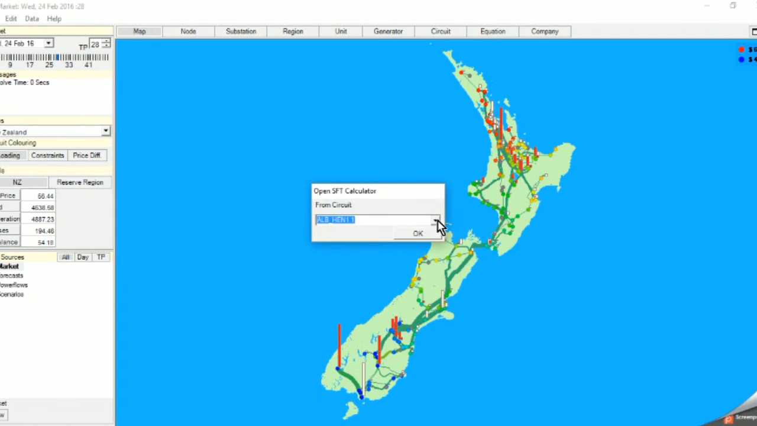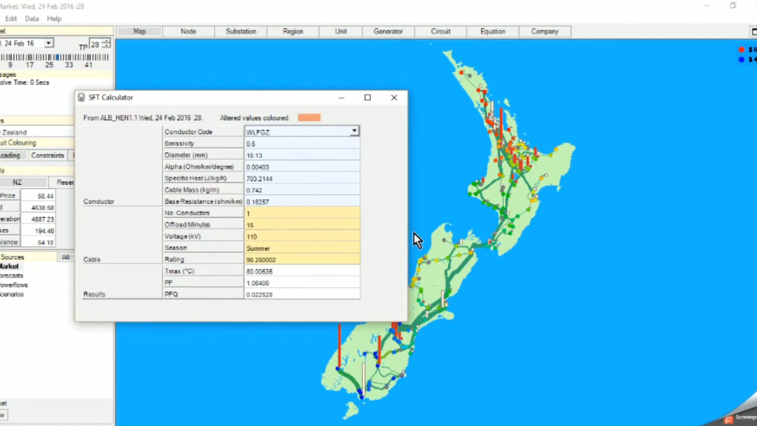You can look up the circuits that are in the model and select any one that you want to. I'll pick arbitrarily the first one on the list. And what we're seeing are two sets of input data. There's one and another. And then down the bottom we have three fields of output data which are calculated by the SFT calculator based on the two sets of input data.